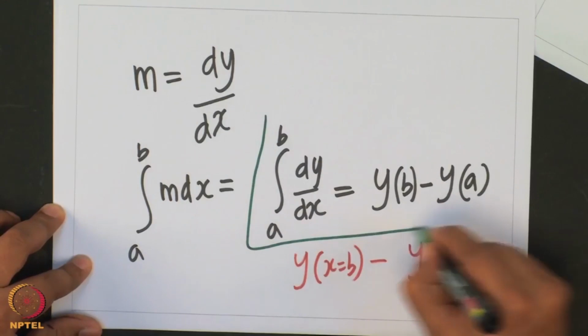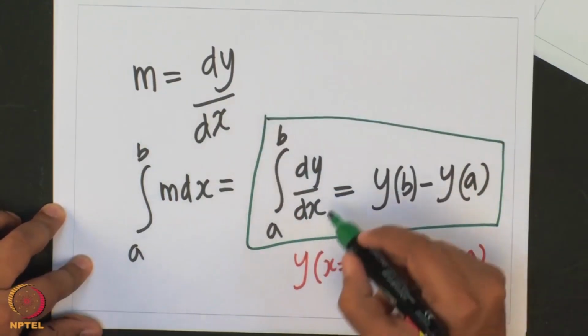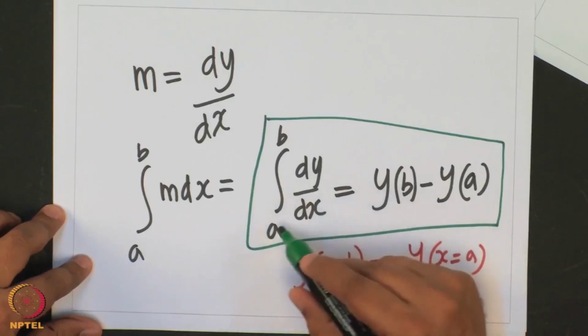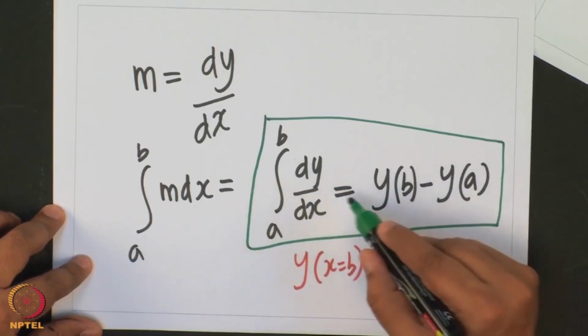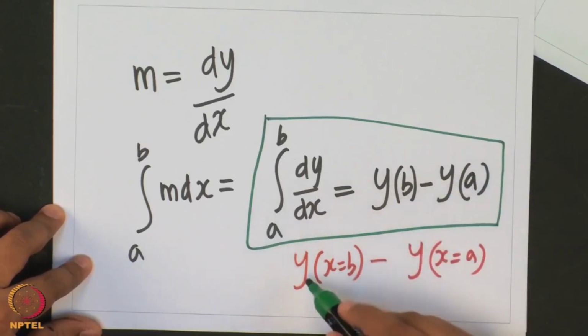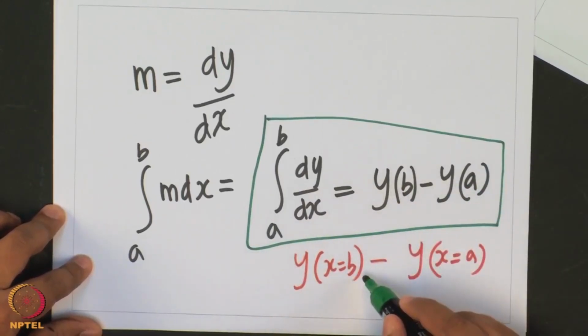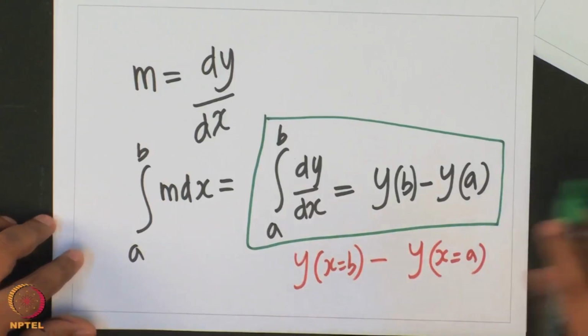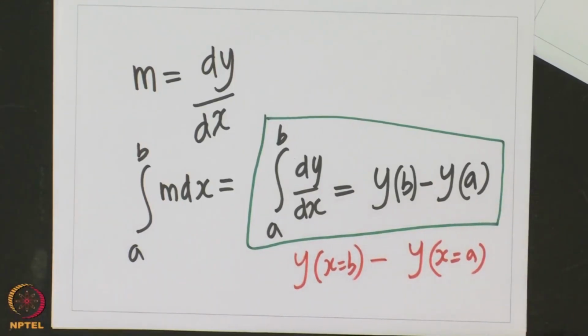This is the thing that we should remember. In general, if you have a function with slope dy by dx, the definite integral from a to b of dy by dx will be y at b minus y at a. That is y at x equal to b, substitute b wherever there is x, minus y at x equal to a. So this is an important thing that you should know in integration.